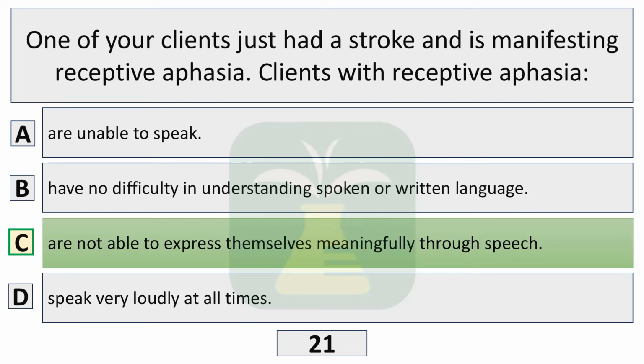Correct answer, C. Are not able to express themselves meaningfully through speech. Receptive aphasia is also known as Wernicke's aphasia. It is a type of aphasia in which an individual is unable to understand language in its written or spoken form. Even though they can speak using grammar and syntax, they usually have difficulty expressing themselves meaningfully through speech. People with receptive aphasia are typically unaware of how they are speaking and don't realize that their speech lacks meaning.